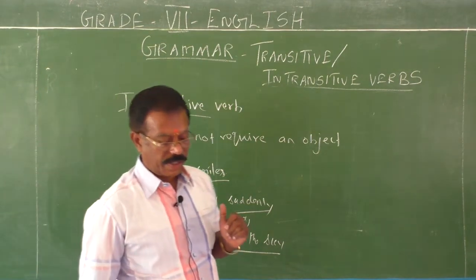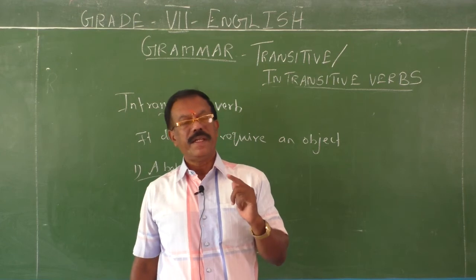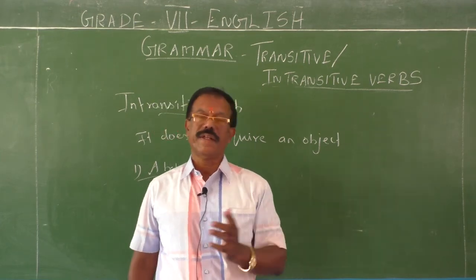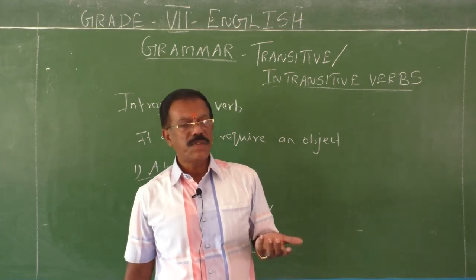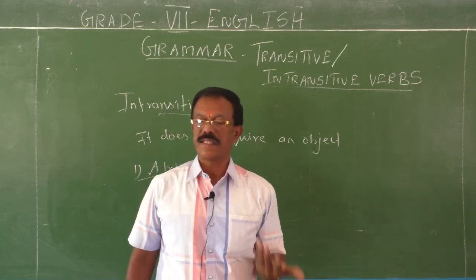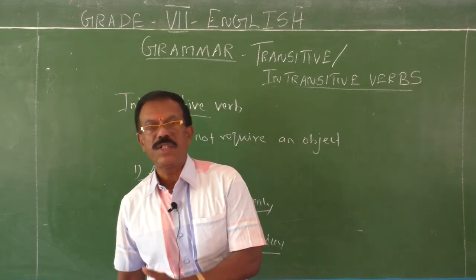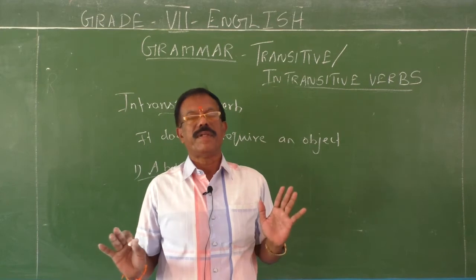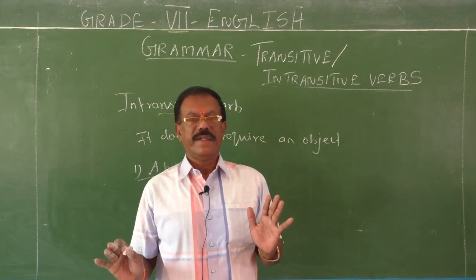Okay, now I hope it is clear, children. A verb may be transitive or intransitive. A transitive verb requires an object to complete the sense, but an intransitive verb does not require an object to complete the sense. Okay, right.